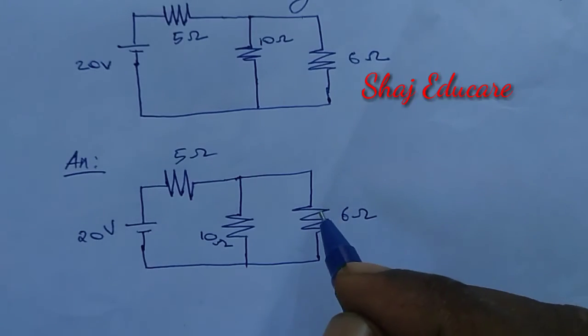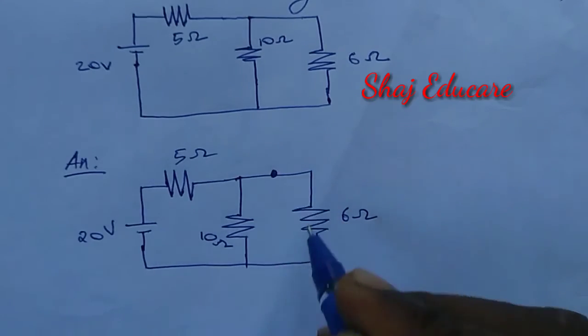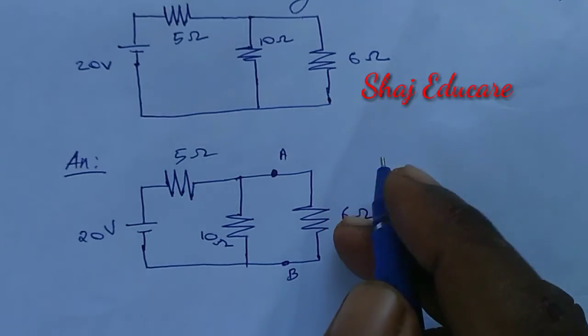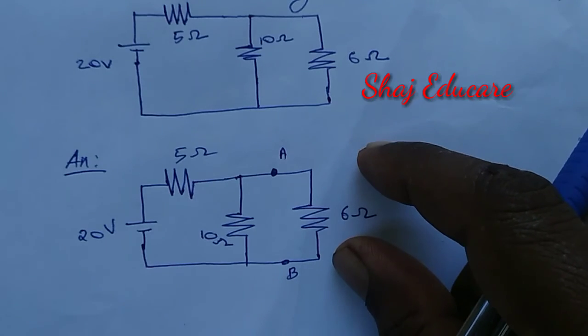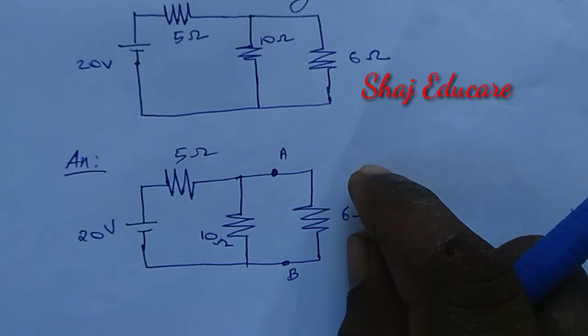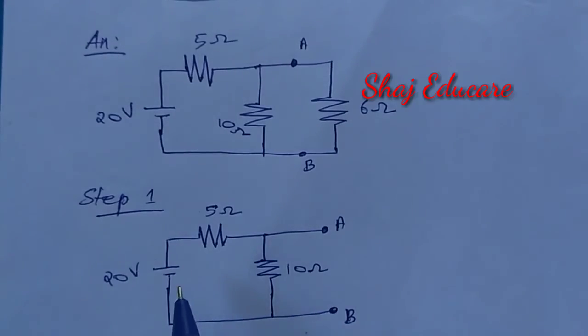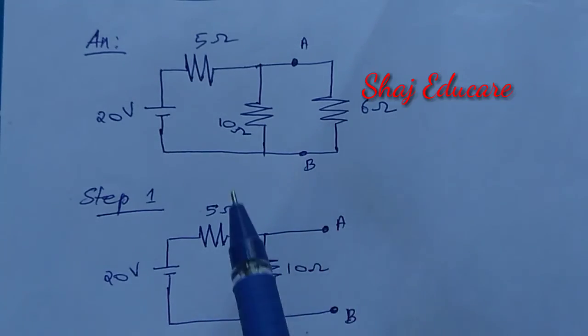In the question, it is required to find the current passing through this 6 ohm resistance. So I'm going to mark 2 points, A and B, and in the first step, I have to remove the 6 ohm resistance, or disconnect the 6 ohm resistance from the circuit. This is our first step, in which I have disconnected the 6 ohm resistance from the basic circuit given. Then the new circuit will be like this. So next let us pass on to step 2.